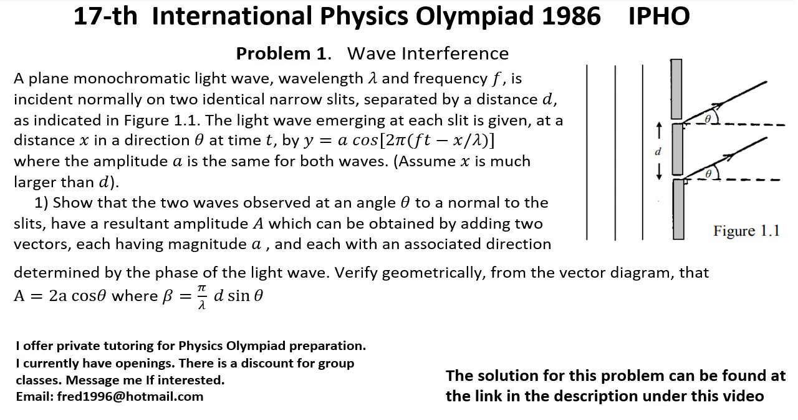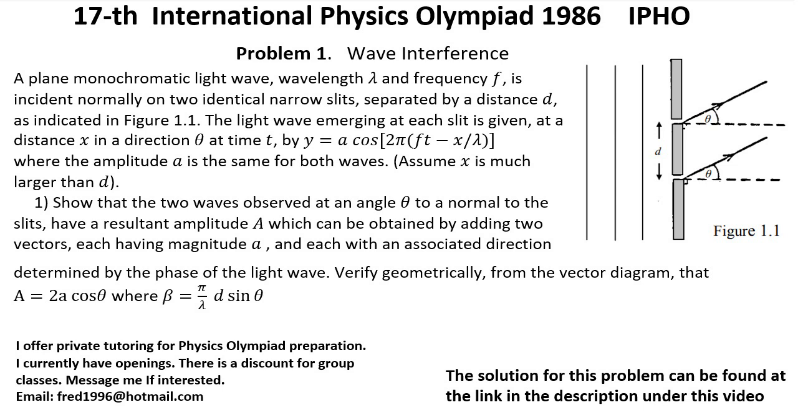Problem 1. Wave interference. A plane monochromatic light wave, wavelength lambda and frequency f, is incident normally on two identical narrow slits, separated by a distance d, as indicated in Figure 1.1. The light wave emerging at each slit is given, at a distance x in a direction theta at time t, by y equals a cosine 2 pi ft minus x over lambda, where the amplitude a is the same for both waves. Assume x is much larger than d.